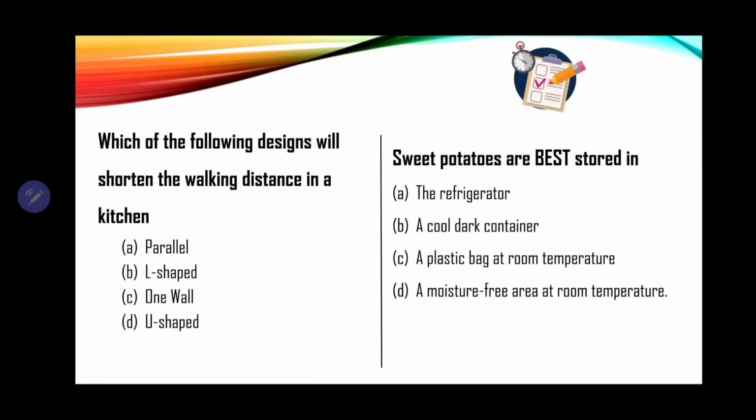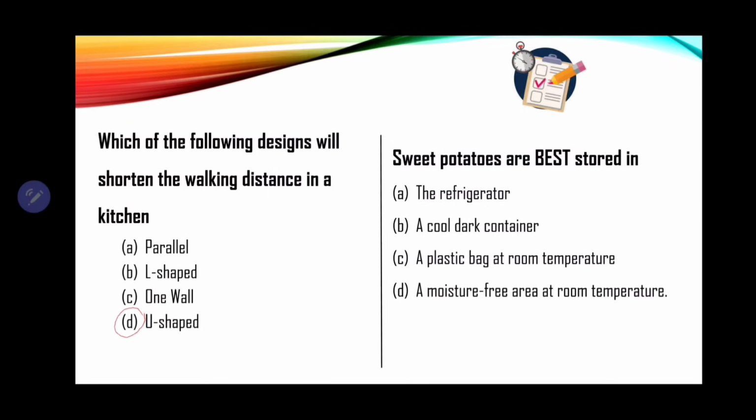Next question. Which of the following designs will shorten the walking distance in a kitchen? A. Parallel. B. L-shaped. C. One wall. And D. U-shaped. Now, these are all kitchen layouts. Now, the correct answer here is the U-shaped kitchen. And why is that so? If your response is that it is the most ideal layout.